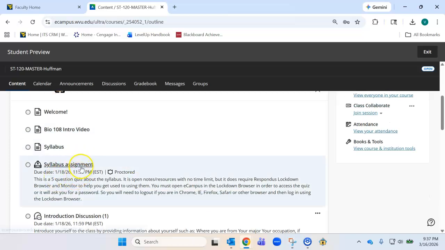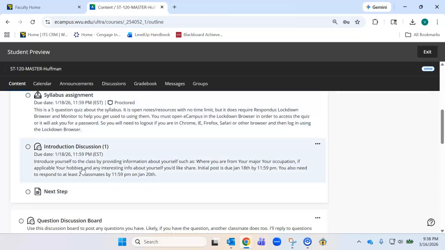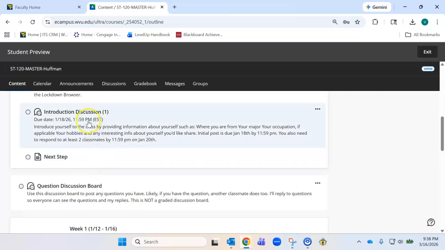So the first thing here is our syllabus assignment, just to make sure that you're reading through all of that. So you want to click on that, answer those questions. Again, the main design here is just to make sure that you're looking over the syllabus and have the information. And then an introduction discussion. You've had other classes with each other, but it really helps me learn a little bit about you, as well as learn a little bit from each other.